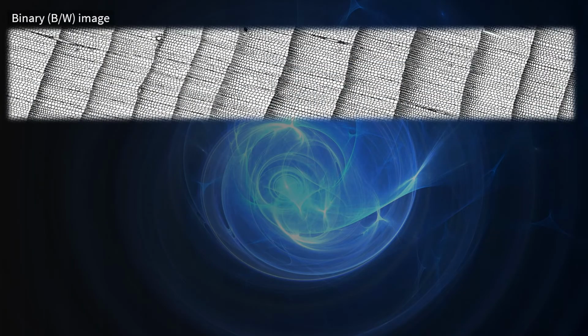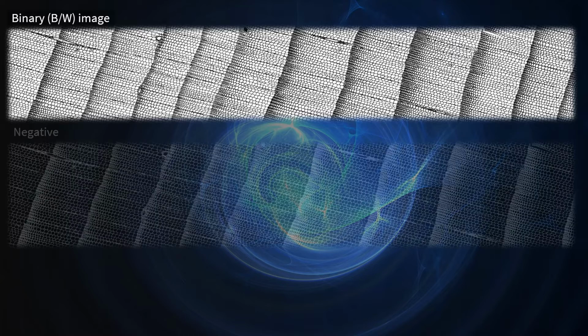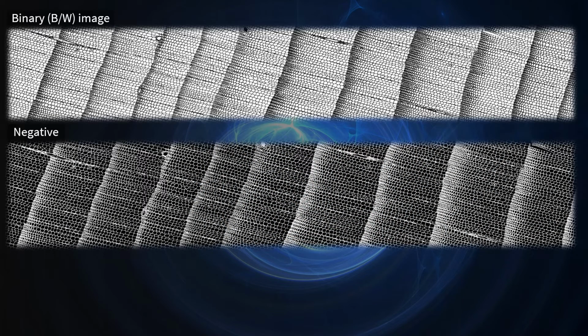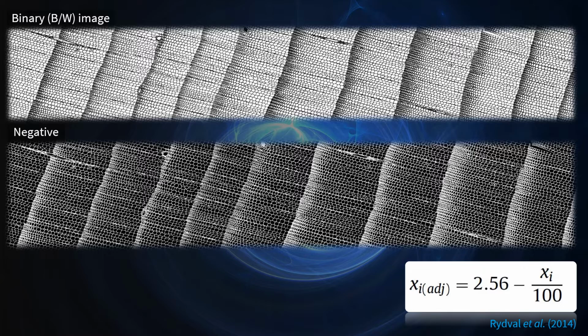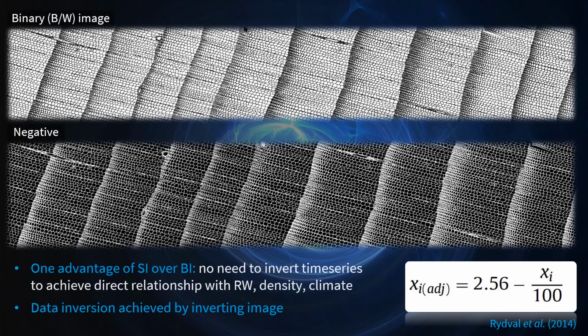So this is an example of the resulting image that we get from this binary conversion. So it's in this black-white format. Then we might take a negative of that, which looks like an X-ray density representation of a sample. And the nice thing about this is that we don't have to bother with inverting the data, which we currently have to do with some of the blue intensity data sets, because in this case the inversion is performed by converting the image to the negative.